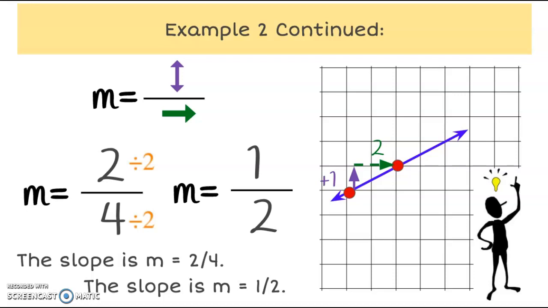The other way to determine the slope is to look at our original answer of 2 over 4. We can simplify and make those numbers smaller by dividing them both by 2, which will also make 1/2. We should always write the simplest form with the smallest numbers possible.